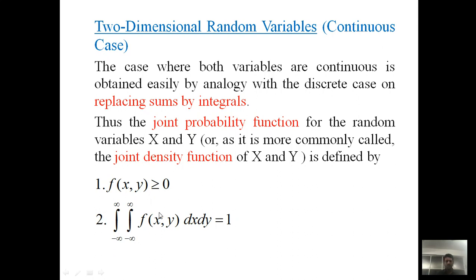The second condition is the same, just that in the discrete case it is a double summation, which is replaced by a double integral. For both integrals, the lower limit is negative infinity and the upper limit is infinity. The double integral of the probability function f of xy dx dy is equal to 1.